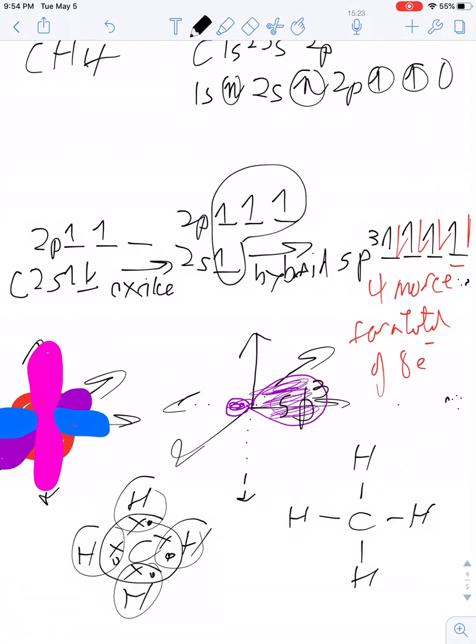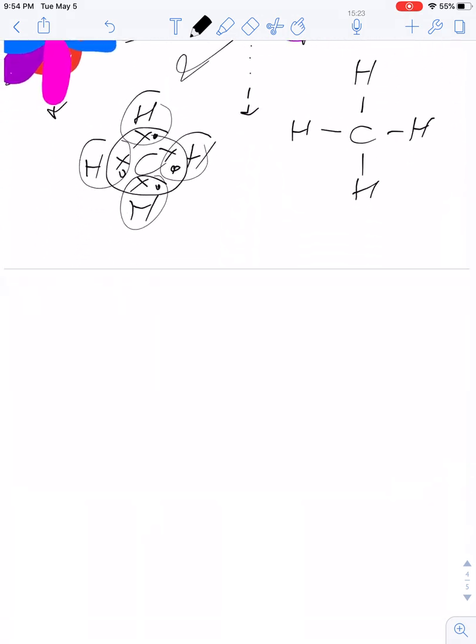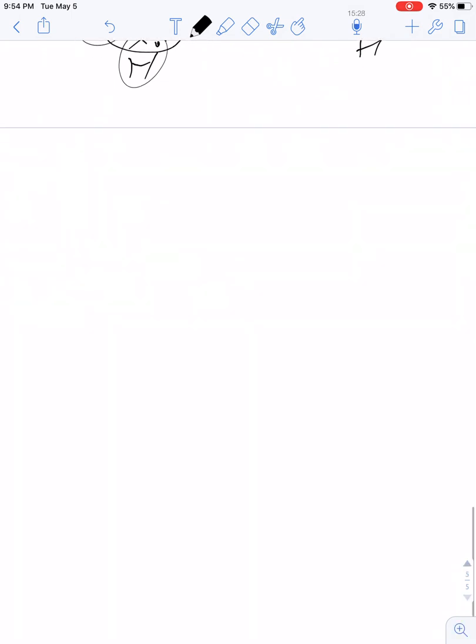I'm going to do one more example, and it's going to be ammonia. Now when I look at nitrogen, nitrogen is 1s2, 2s2, 2p3.